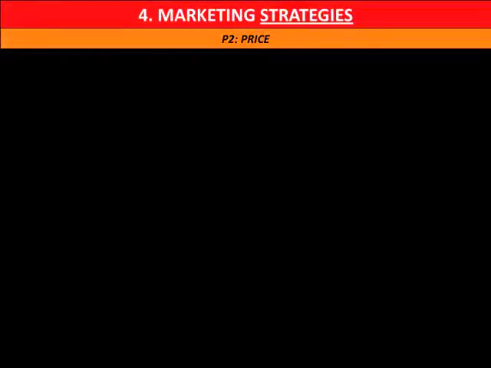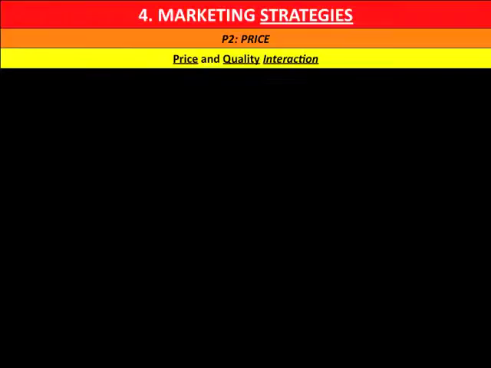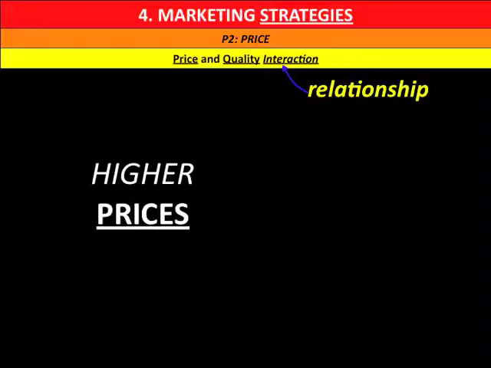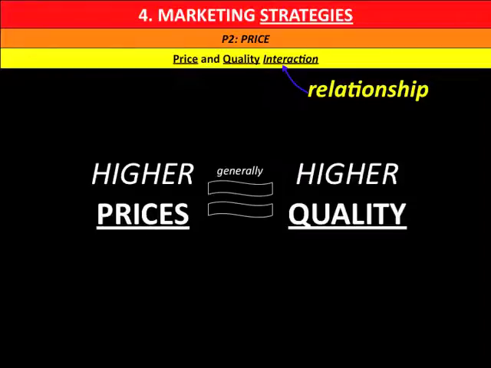The last thing that we have to look at in price is the interaction between price and quality. Now, it's not really an interaction, it makes things happen. But there's a relationship there between price and quality. And the basic relationship is higher prices generally kind of equal higher quality. So people see a high price and they go, oh, it has to be a higher quality.